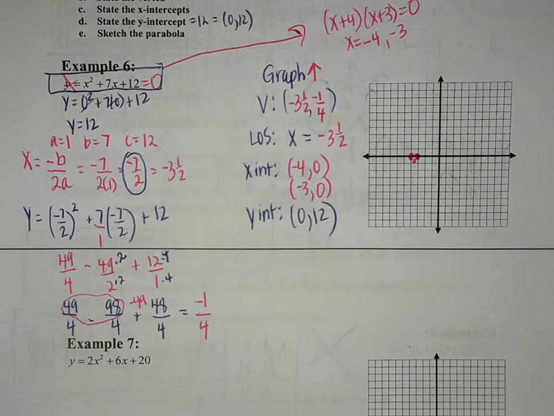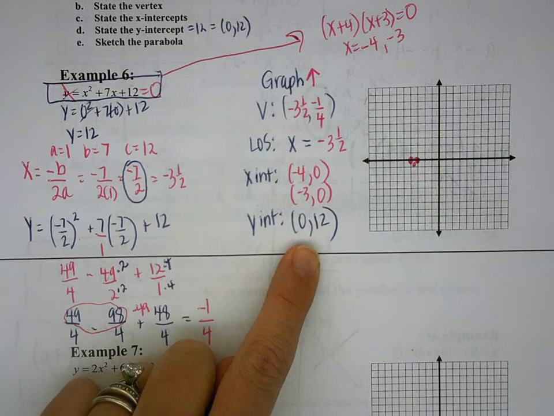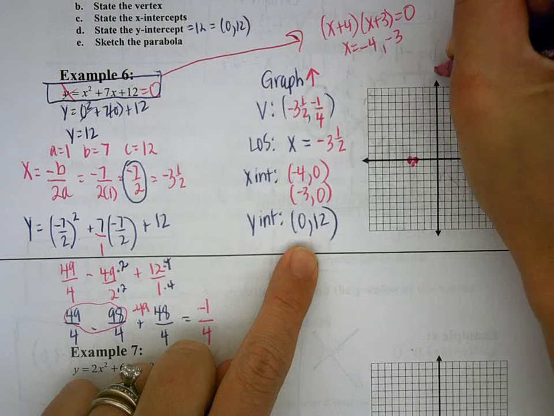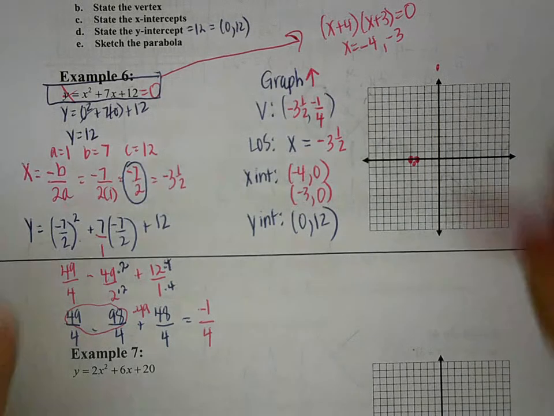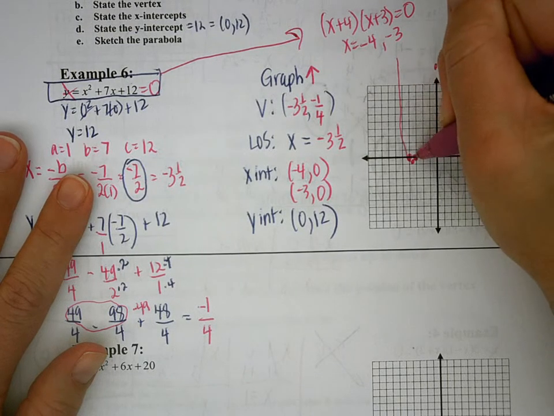Kind of, huh? All right. And then the other point I have is my y-intercept, which is at 0, 12. This goes up 10, and so it's going to be a little off the graph there. And then you're going to make your curve. So my curve goes down like that and up.